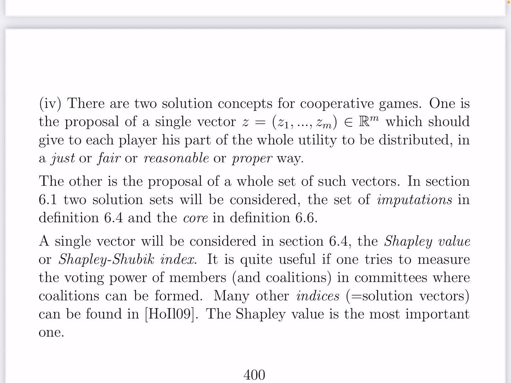Later in section 6.4 we will consider also a single solution vector, namely the so-called Shapley value, also called Shapley-Shubik index. There is some theory behind it. It's non-trivial, but it is quite useful if one tries to measure, for example, the voting power of members of some parliament, or of members of some committees where coalitions can be formed and where people have a vote. There are many more indices which can be found in the book of Holler and Illing from 2009, but the Shapley value is the single most important one.